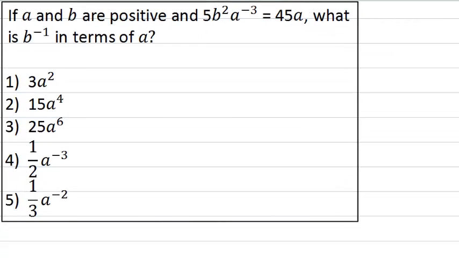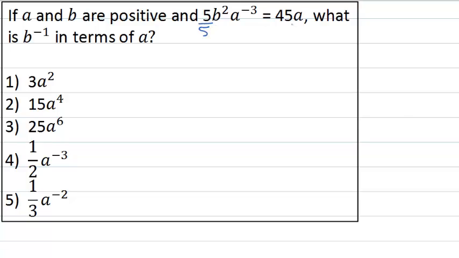Here's another problem that I put together myself. A and b are positive. 5b squared times a to the negative 3 equals 45a. What's b to the minus 1 in terms of a? So we need to just do the same thing to both sides until we get b to the minus 1 on one side of the equation.